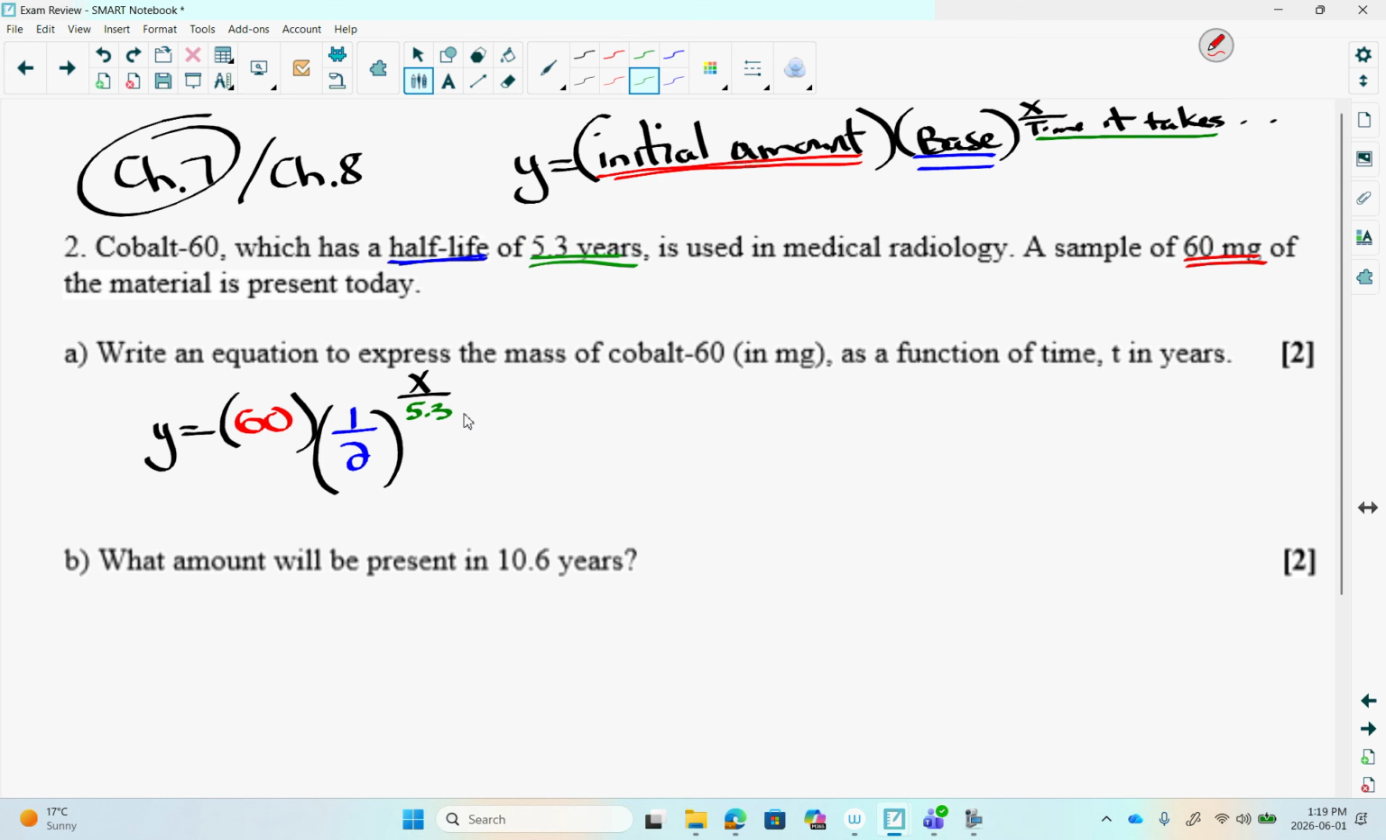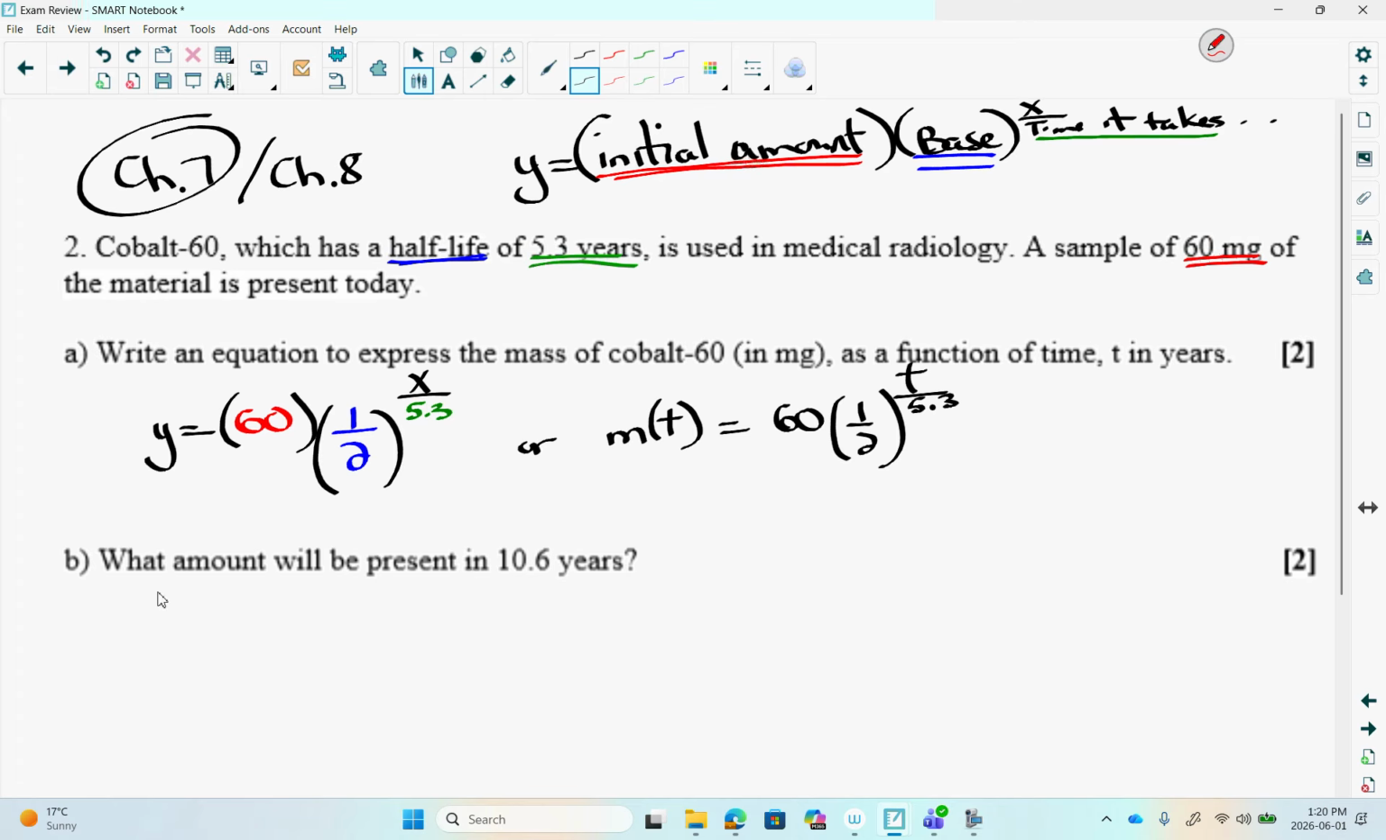5.3 years. Okay? It might make more sense if someone wrote it like this. Mass as a function of time is equal to 60 times 1/2 to the power of t over 5.3. Either is acceptable to me. I don't care if you use y or x or m and t. Just know that when you're solving for the y value, your answer is going to be in milligrams. It's going to be a mass. If you're solving for the x value, your answer is going to be in years.